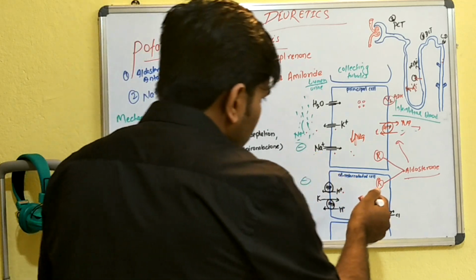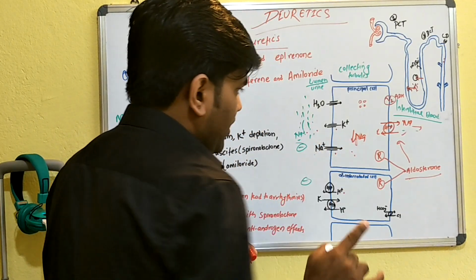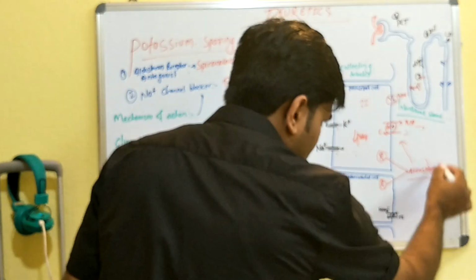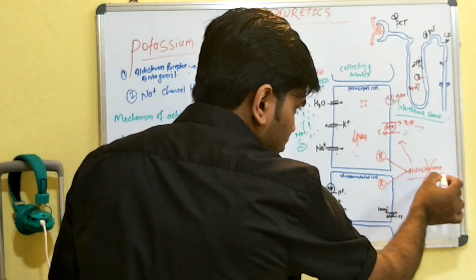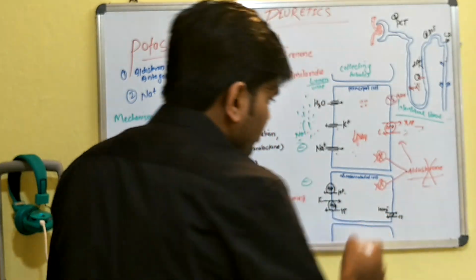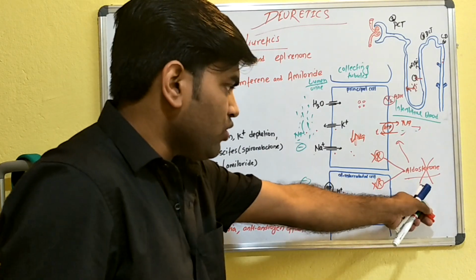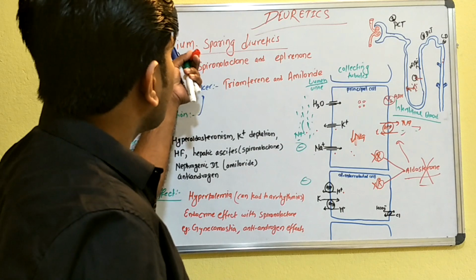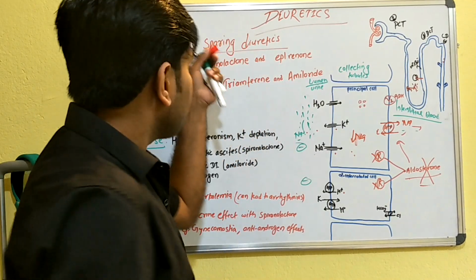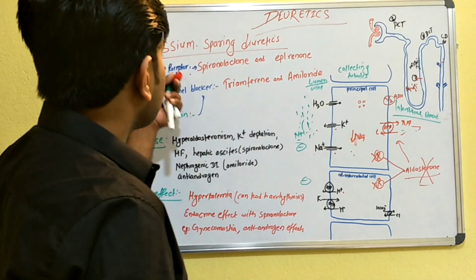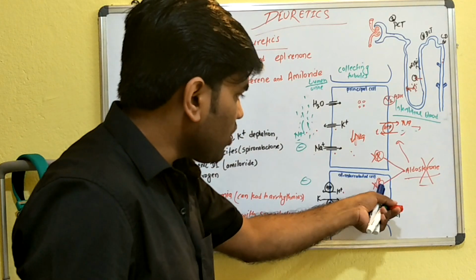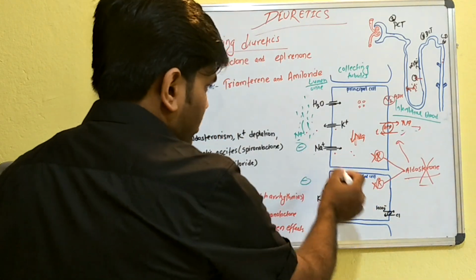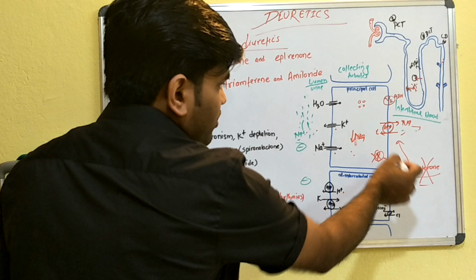Now we will add two kinds of drugs. One will be the aldosterone blocker, which is a receptor blocker. If we block the action of aldosterone by blocking the receptor, we are talking about potassium sparing diuretics. Potassium sparing diuretics are of two kinds: one is the aldosterone receptor blocker, and the other is the sodium channel blocker. First we talk about the aldosterone receptor blocker.